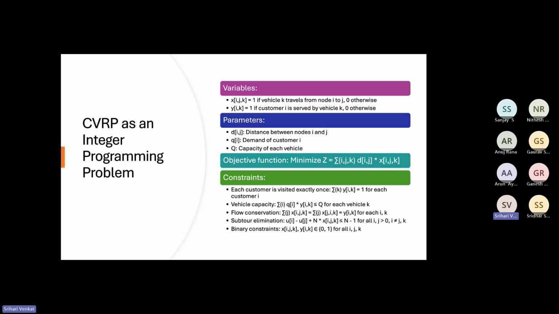Then subtour elimination: sometimes certain routes are possible without involving the depot itself, but we need the depot. So subtour elimination is a constraint that is added to ensure that the vehicle starts at the depot and returns back to the depot.